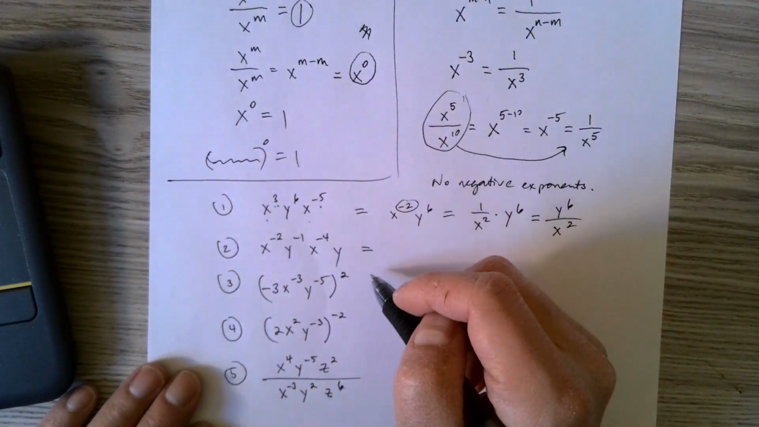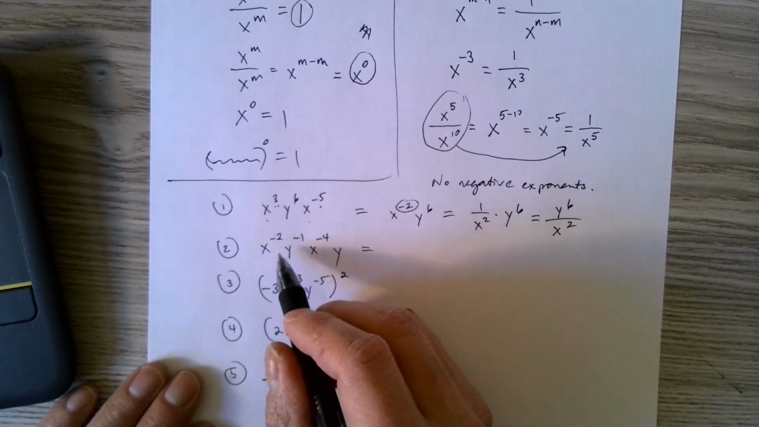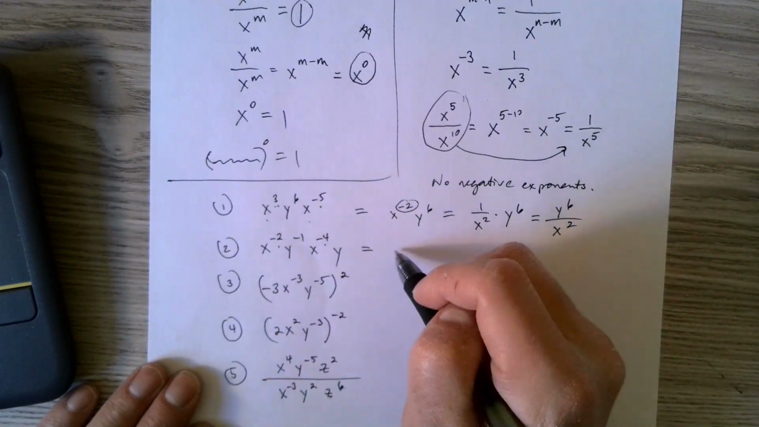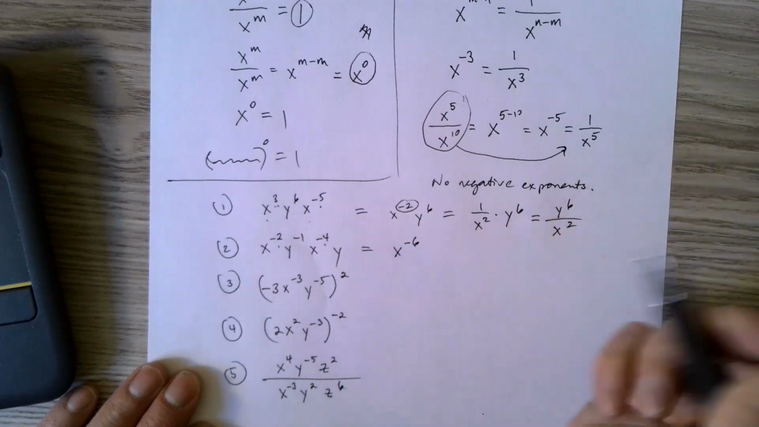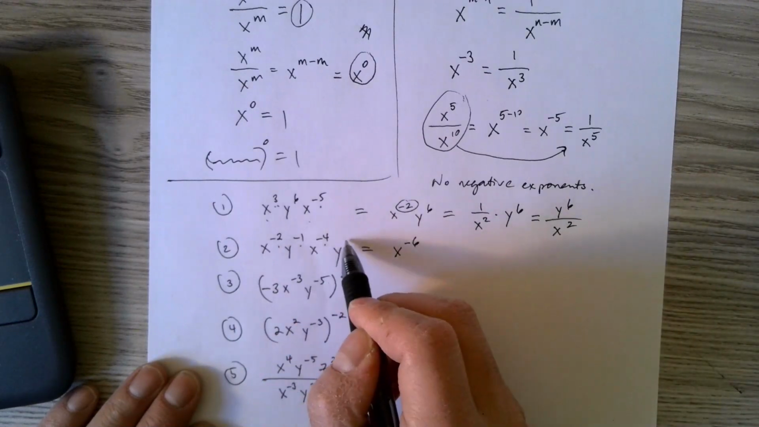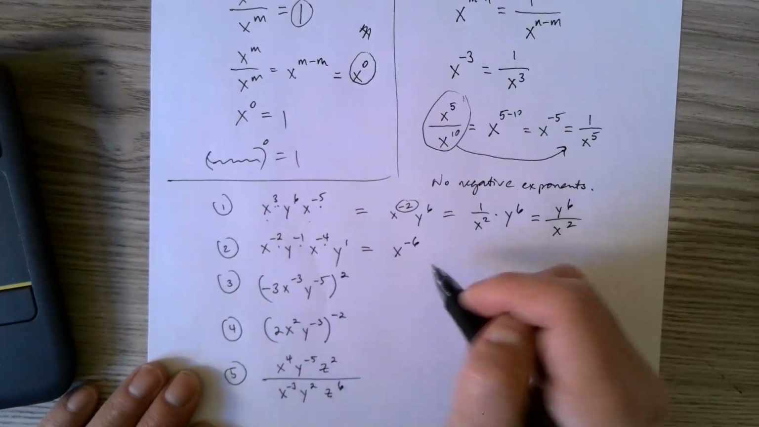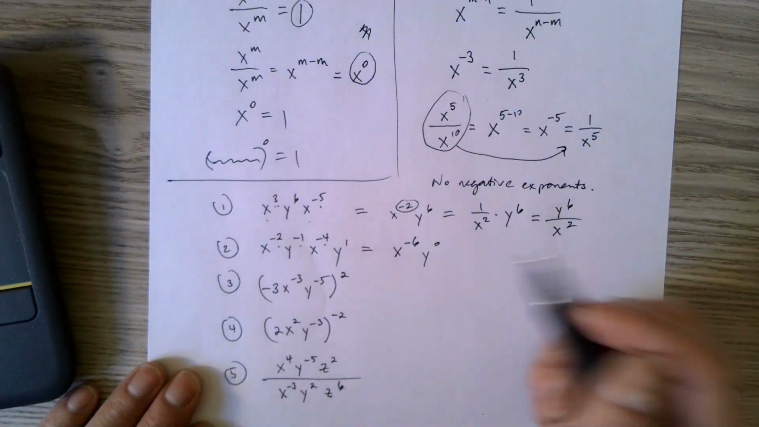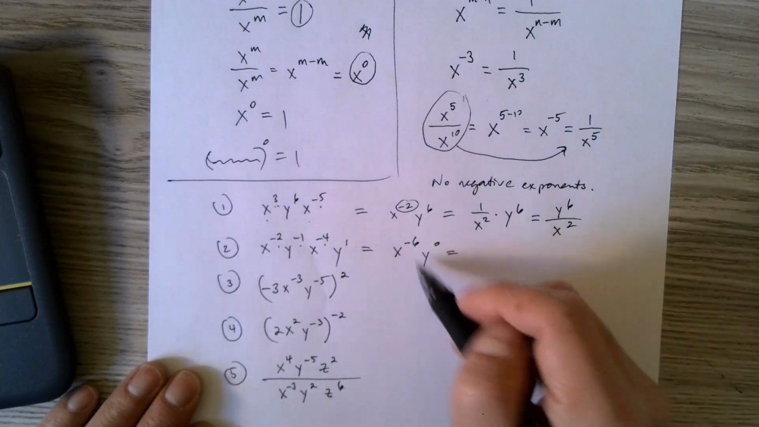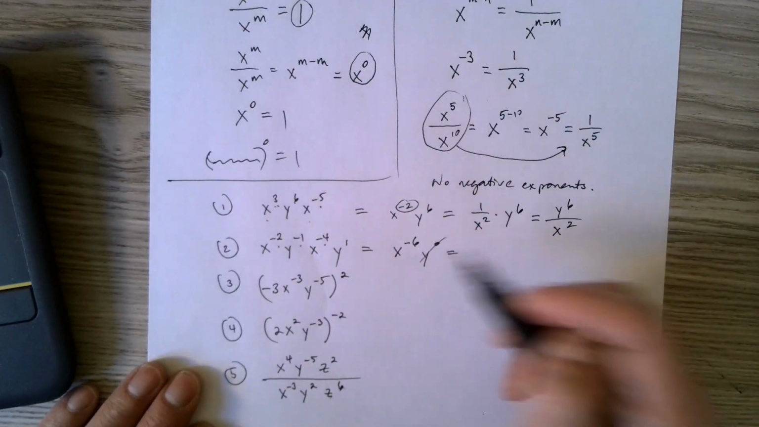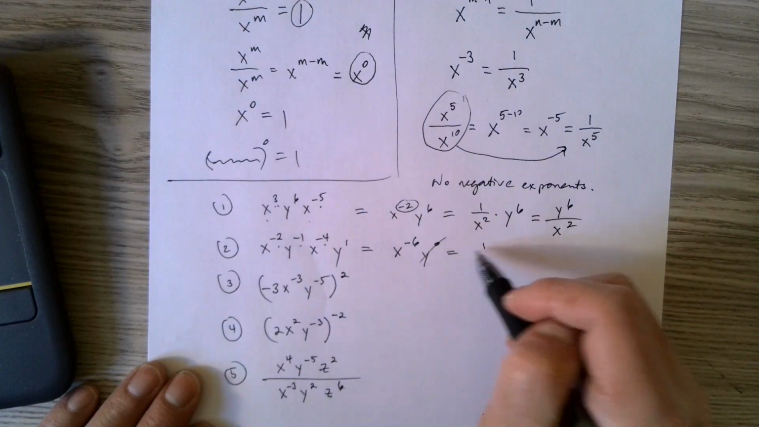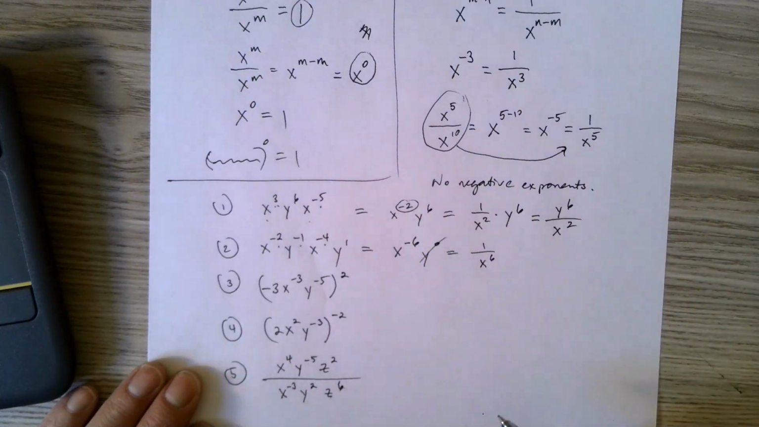In number 2, again, I'll use the multiplication of like bases to add these exponents. And then the -1 and there's a 1 here, gives me y to the 0. The y to the 0 just becomes 1, so you can just forget about it. And then this becomes 1 over x to the 6th.